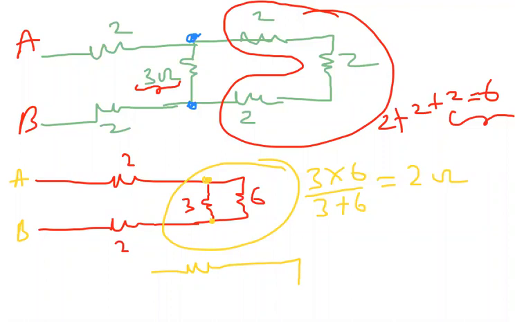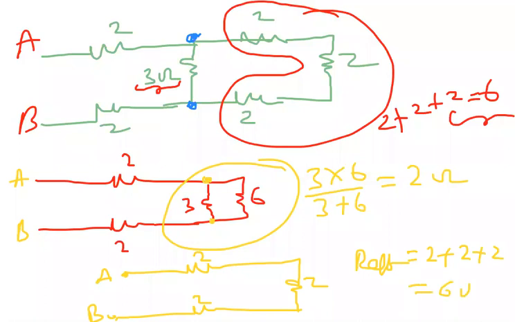So if you observe all these resistances, 2 ohms, 2 ohms, 2 ohms between the points A and B, what will happen? For R effective, all are in series. So the final answer is 2 plus 2 plus 2 is equal to 6 ohms. The answer is 6 ohms. Like that, we have to solve this type of sum.